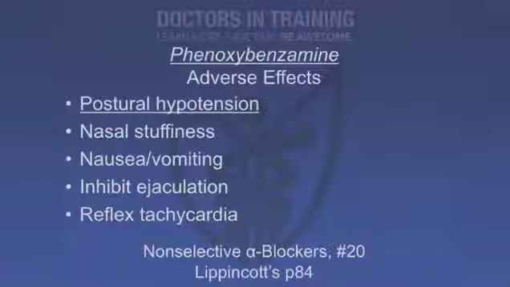Adverse reactions: you can get postural hypotension, so you stand up and you lose your blood pressure, so that's a common problem. Nasal stuffiness, nausea, vomiting. The alpha receptors are very important for ejaculation, so you can inhibit ejaculation by blocking the alpha receptors. You can get a reflex tachycardia, and it's contraindicated in patients with decreased coronary perfusion.